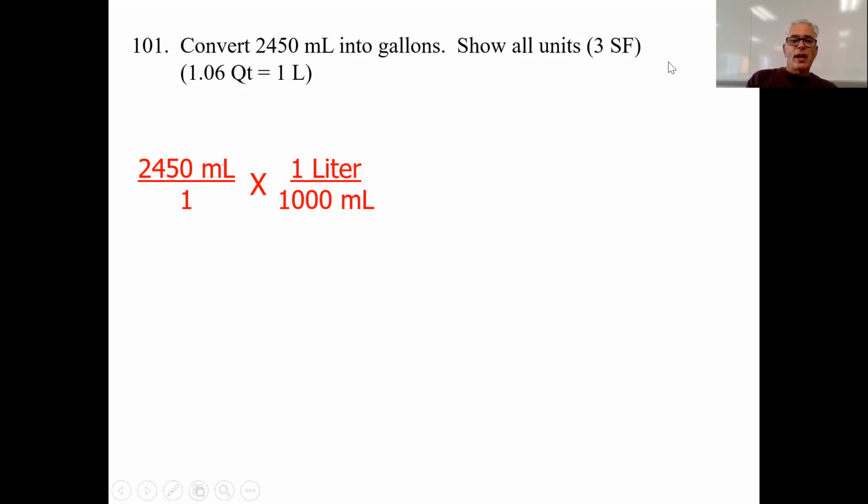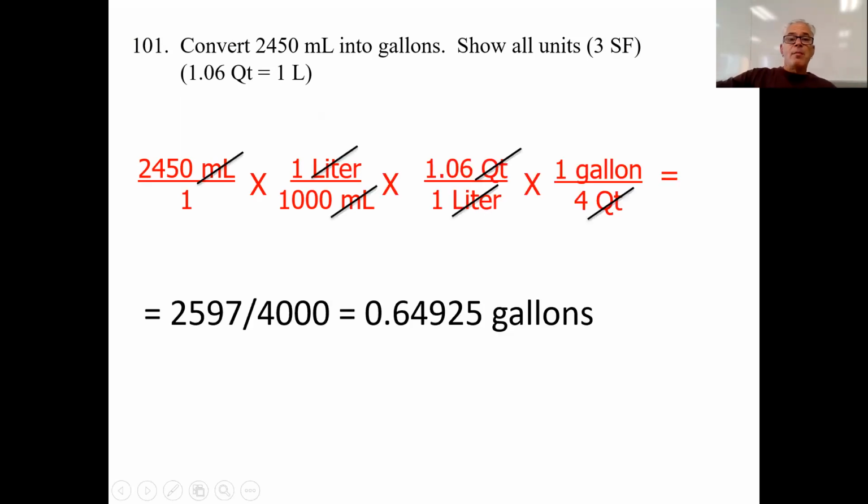All right, next slide. Look, here comes the answer. The milliliters cancel. The next step, like I said, was liters and quarts. We cancel the liters. And the last step, 4 quarts is a gallon. When the unit you want, in this case we want to convert to gallons, is in the numerator, put the equal sign and do the math. When you multiply across the top, you get 2,597. And when you multiply across the bottom, you get 4,000.